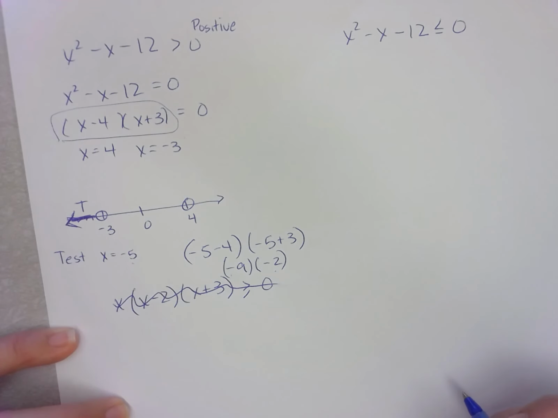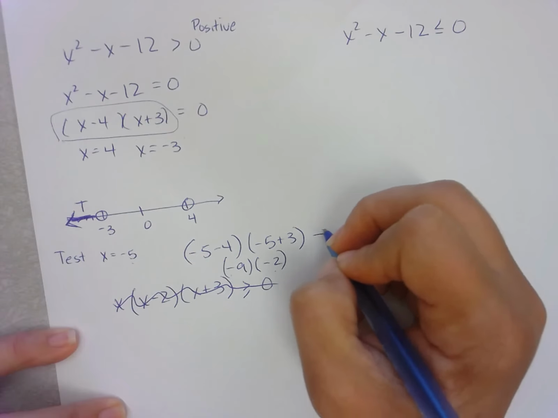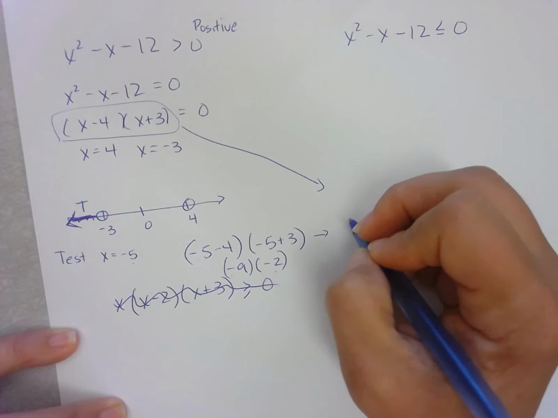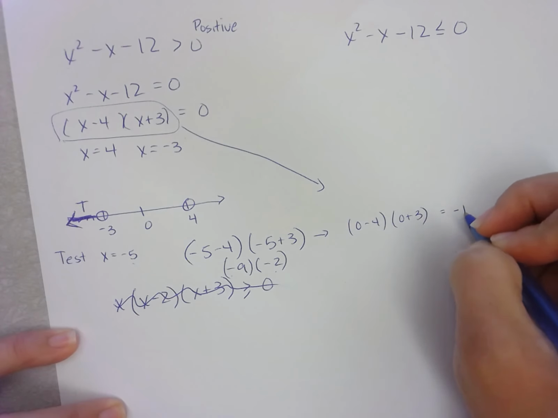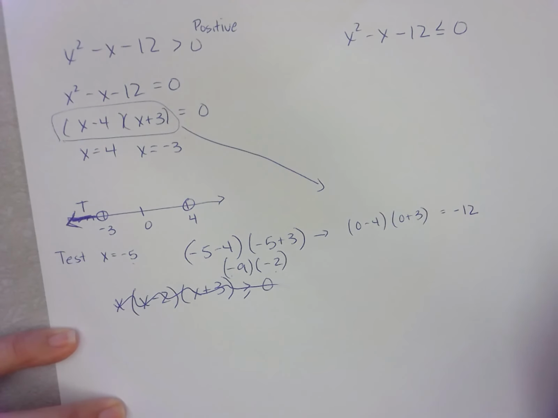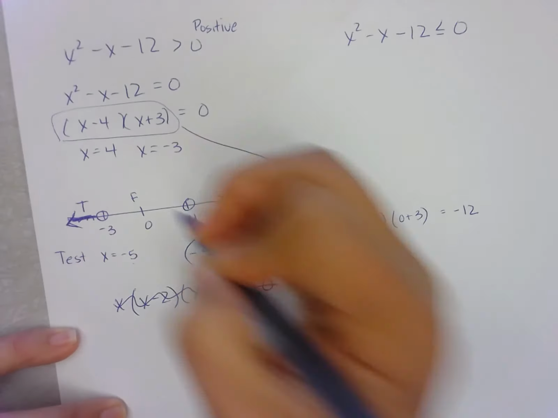All right, so if I plug in 0 into my factors, right, that's what I'm doing here. So I have 0 minus 4 times 0 plus 3. And this is going to give me negative 12, which is not positive, so this is not part of my solution up here.